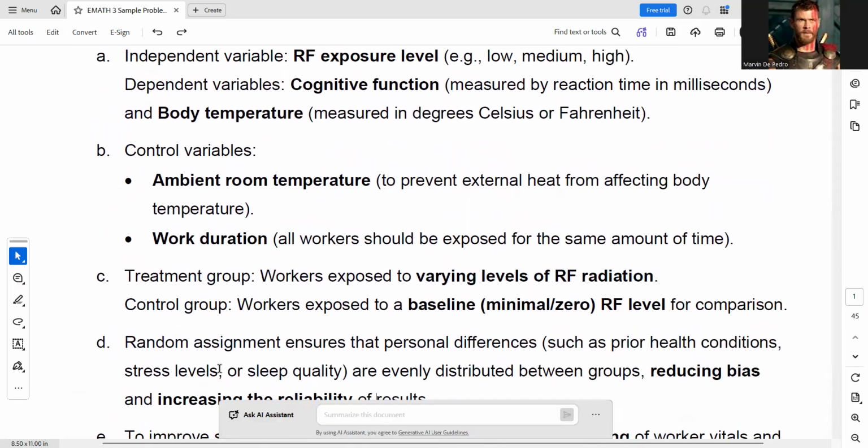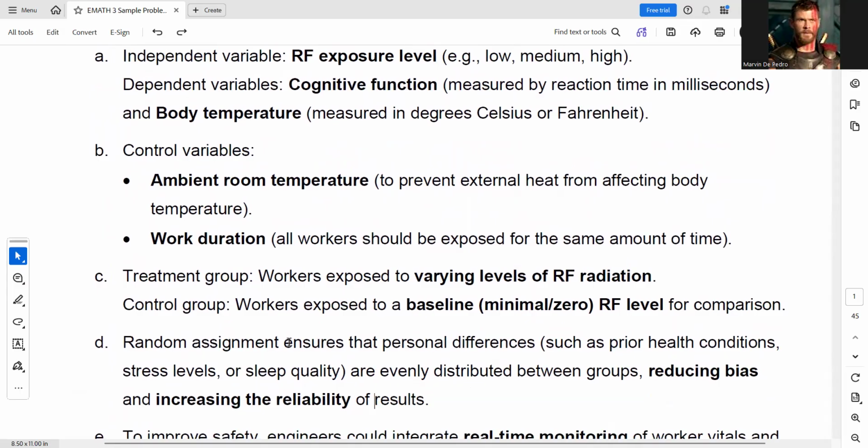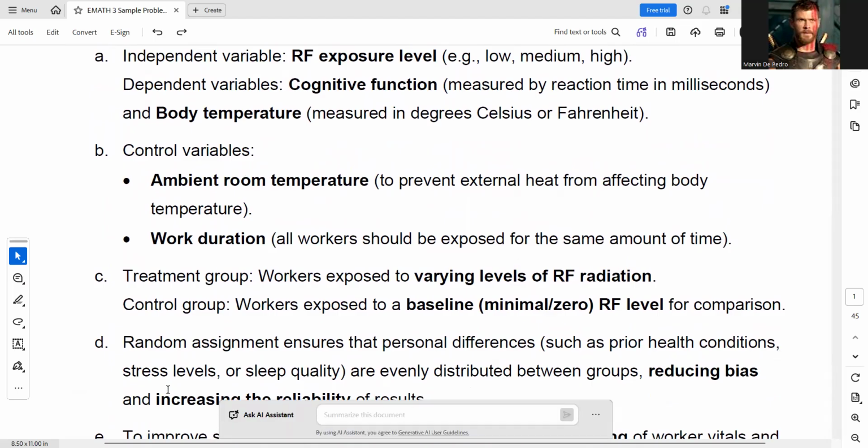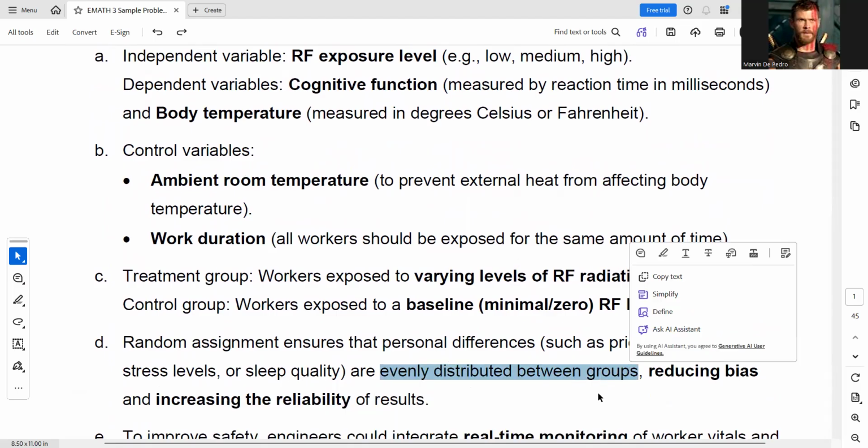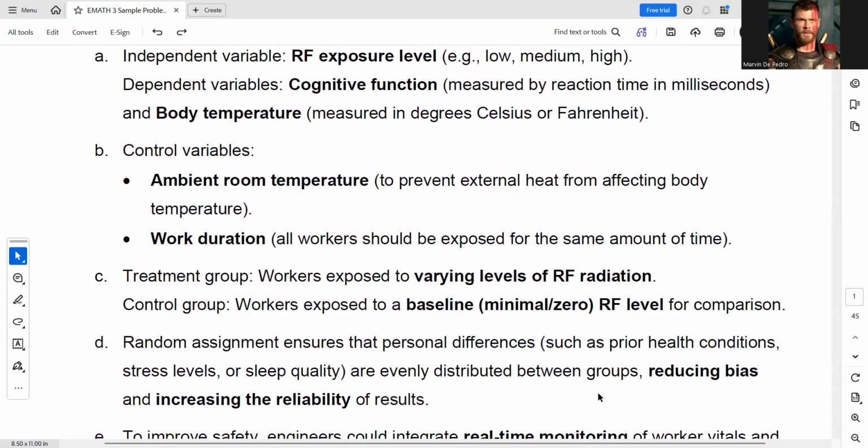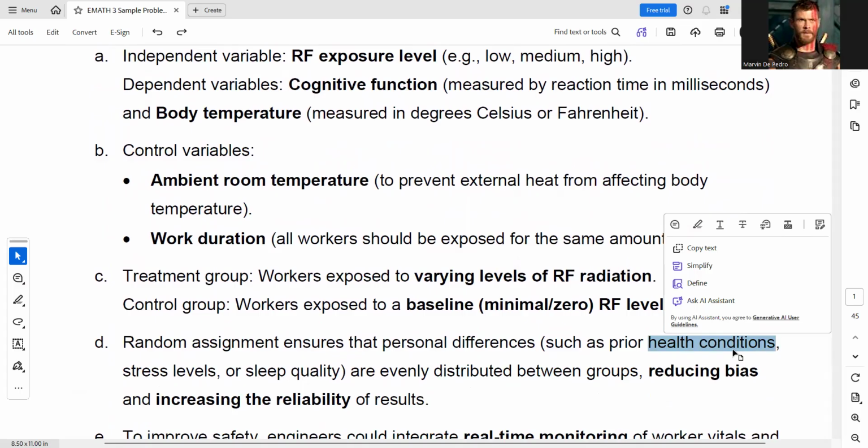We're going to vary the exposure. Okay. And now regarding the question about random assignment, note that random assignment ensures that personal differences such as prior health conditions, stress levels, or sleep quality are evenly distributed between groups. So it's not nice to intentionally put the ones with some prior health conditions in one group and the healthy ones in the other group. Okay, so that's not good. Or since you know which ones are more stressed, you intentionally put them in one group. So that's also not a good idea.